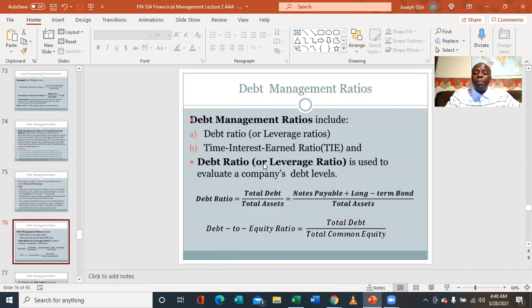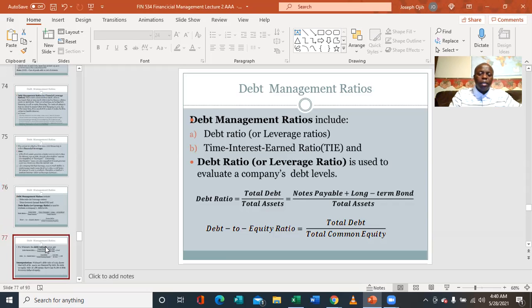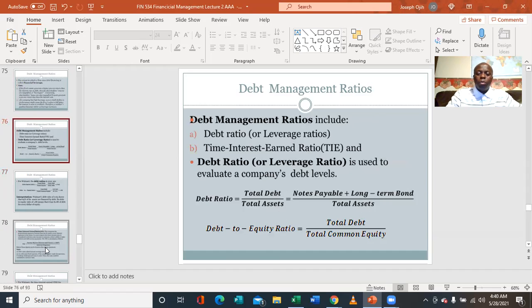Now, the debt ratio, or leverage ratio, is used to evaluate the debt levels of the company. In other words, it tells us how much of the company's assets are financed with debt. Let's see a few examples. I'll look at the formula here. All the information that we'll be using for these computations, like I always explain, comes from the company's financial statement. And for this particular lecture, we'll be using Walmart.